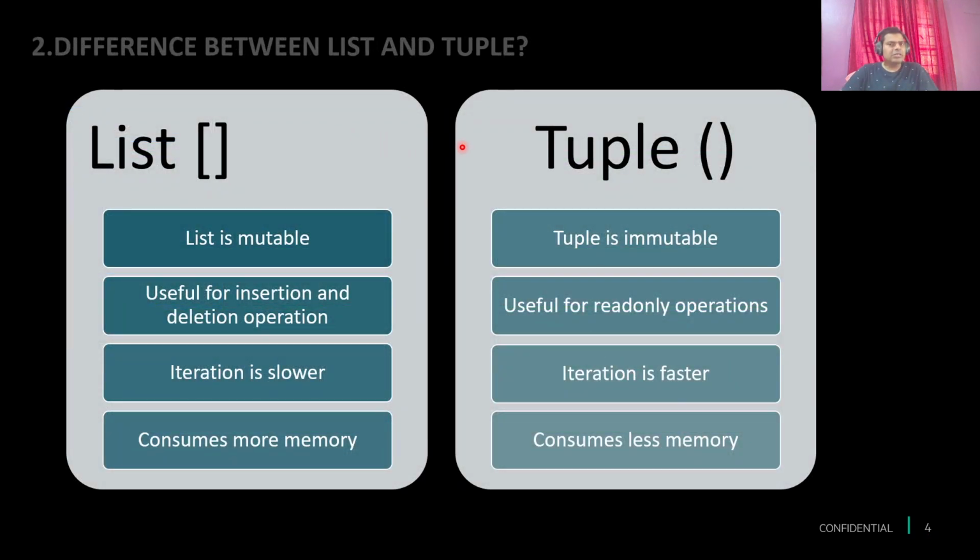What is the difference between list and tuple? This is a very common question and very popular with developers. A list is mutable whereas a tuple is immutable. As a list is mutable, we can do insertion and deletion, but it is not true with a tuple. As we can do insertion, deletion, or any other modification, a list is slower, whereas these operations are not possible with a tuple, so the tuple is faster. And a list consumes more memory, whereas a tuple consumes less memory.